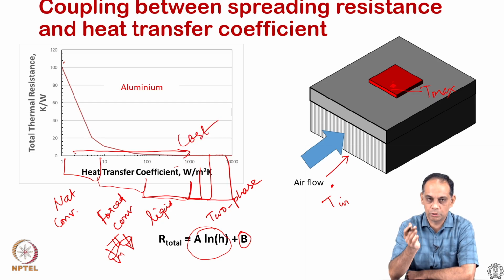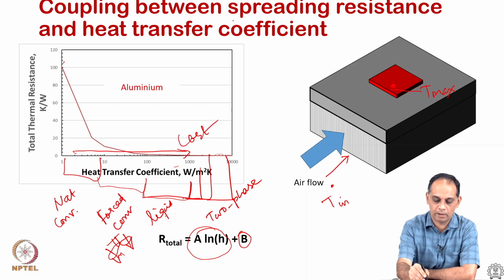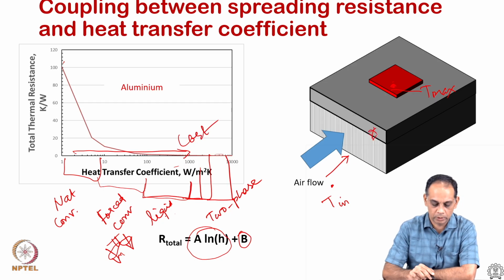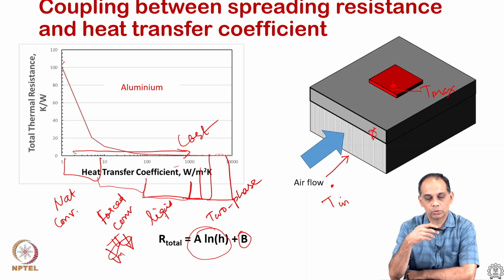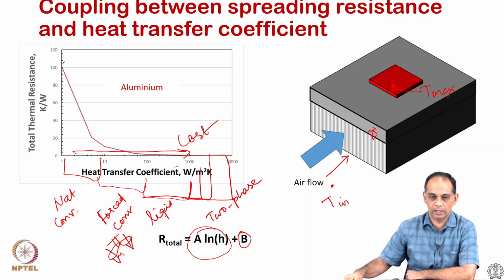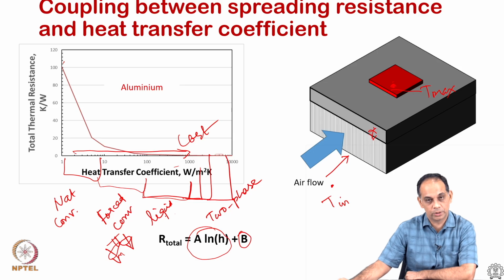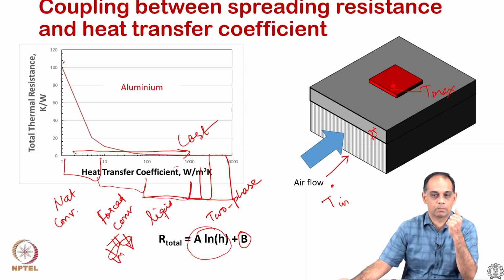So, one has to ensure that the spreading resistance is carefully designed, so that one can effectively use low cost thermal solutions. Otherwise, one may have to go to higher, costly thermal solutions or heat sink solutions, if the spreader is not properly designed.